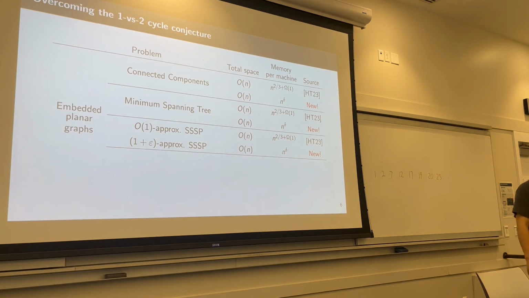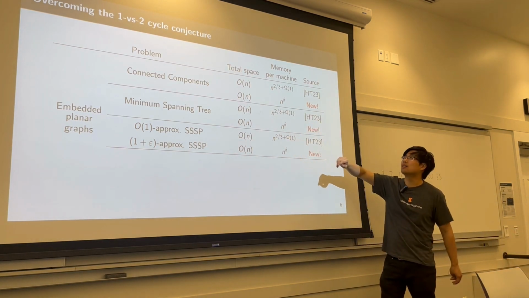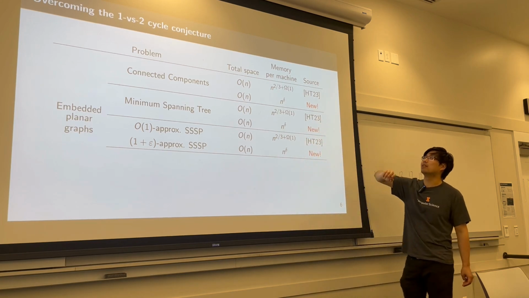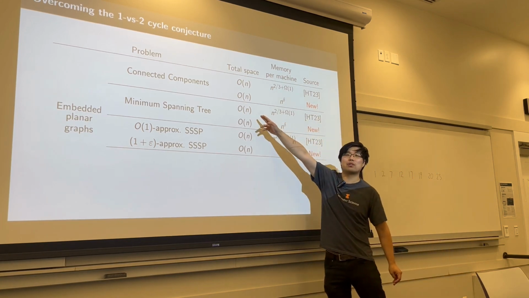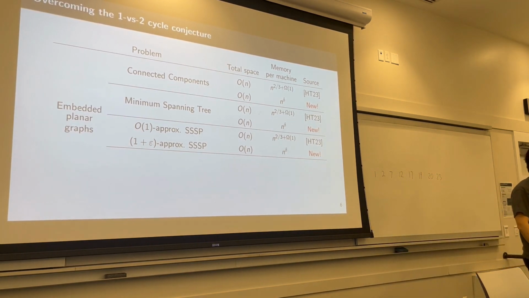And correspondingly, you need more machines, right? Yeah, you need more machines just to store the entire graph. I've written total space, but the number of machines is going to be the total space divided by the space per machine.